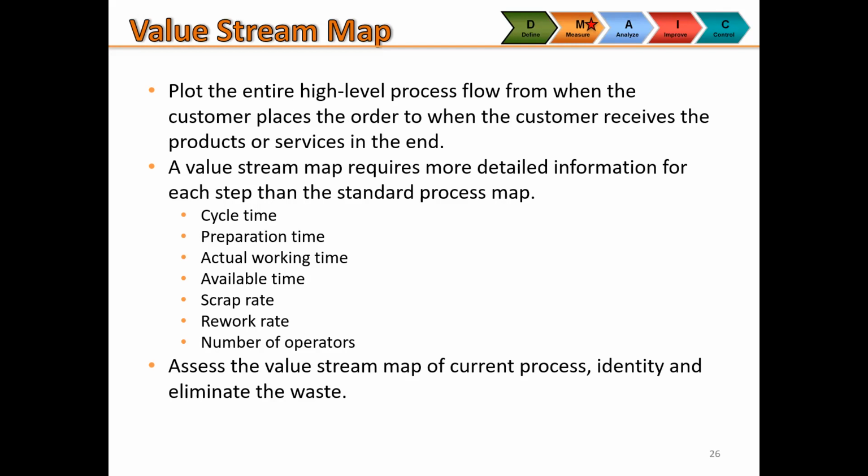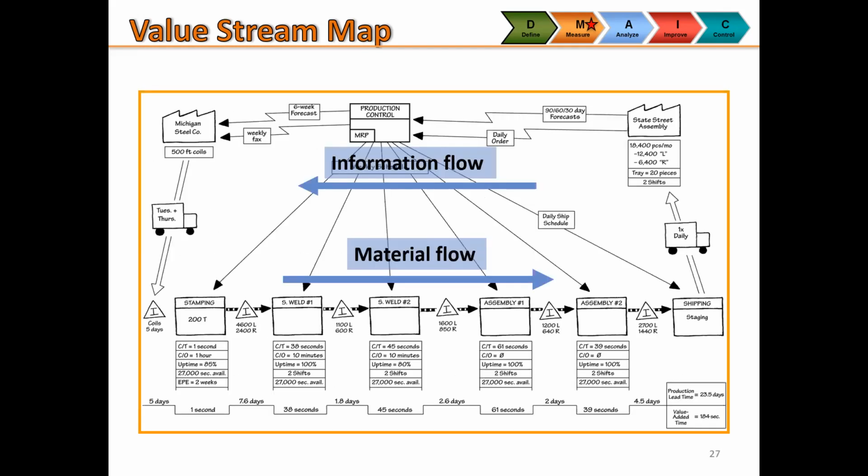Like we need to know things like cycle time, prep time, setup time, available time, how many hours a day we work, how many hours a shift, excluding breaks. We need to know our scrap rates, rework weight. So there's some homework that goes into building this map. And we assess the value stream map of the current process, and it helps us identify and eliminate opportunities for waste. There's one. This is the classic that comes right out of Learning to See.